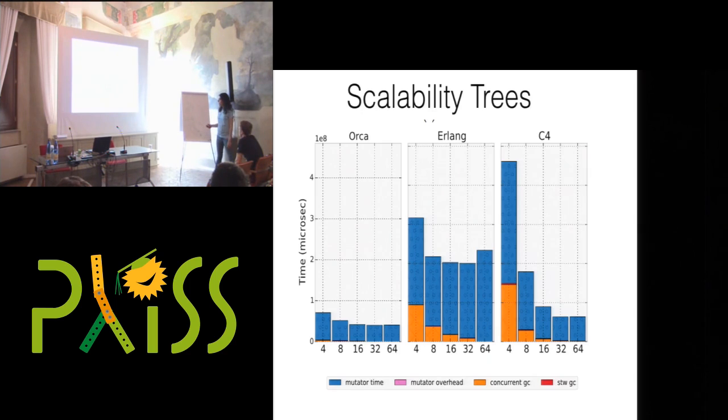So in most plots, if I did a big zoom in, I would be able to see the mutator overhead, so how long it takes on tracing upon sending and receiving. But then the screen wouldn't be big enough.